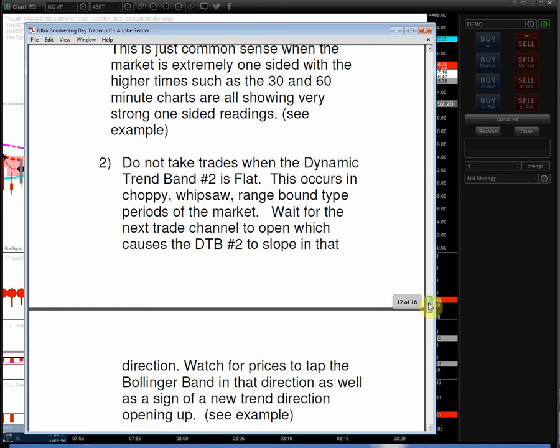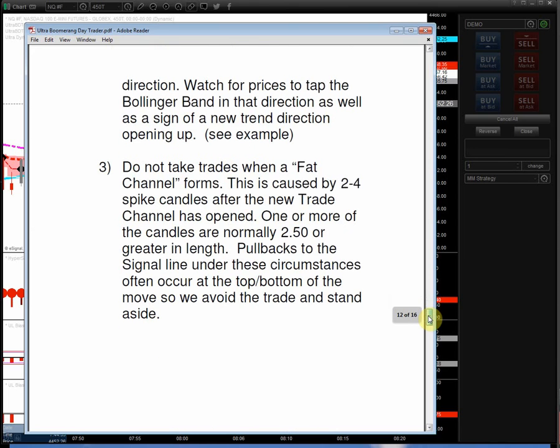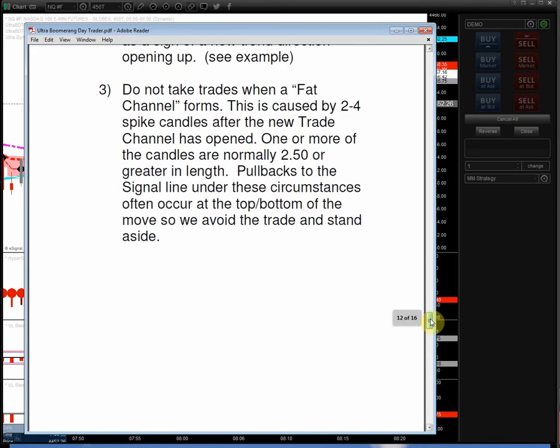We also use a wonderful indicator called the Cobra. And the third rule is don't take trades on a fat channel, and this is caused by spike candles coming into the market. Now, during these volatile periods especially, and even during normal periods, you'll see a lot of these, but don't worry about it. I'll show you in a minute in great detail.